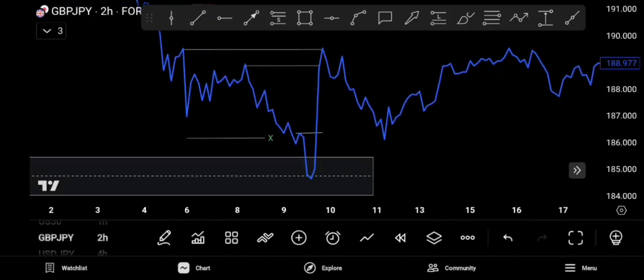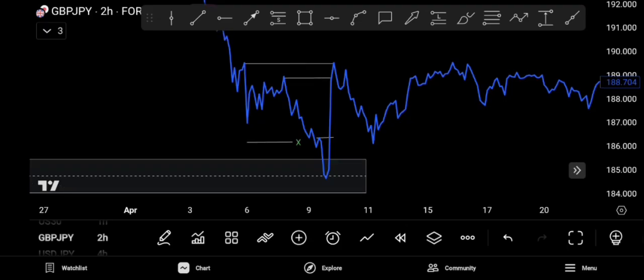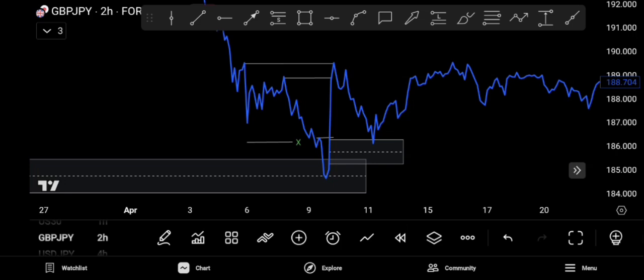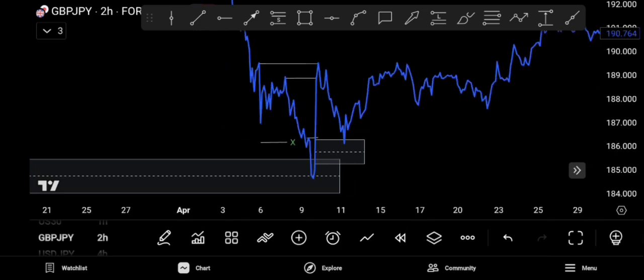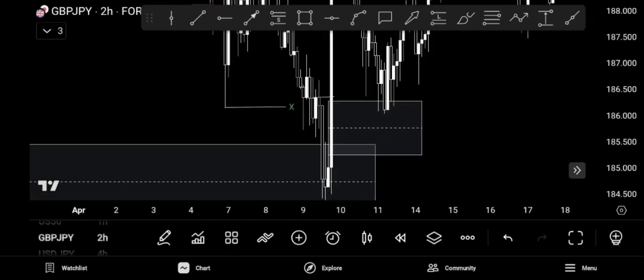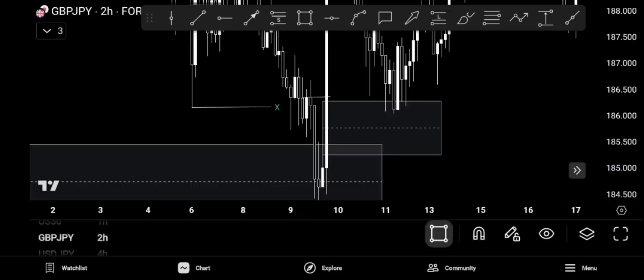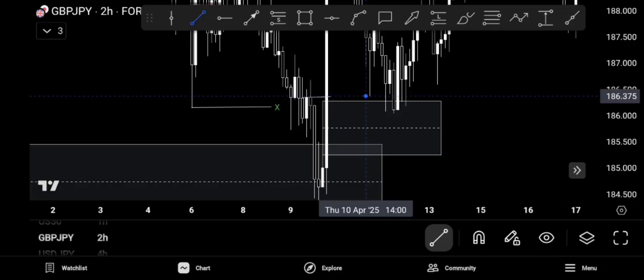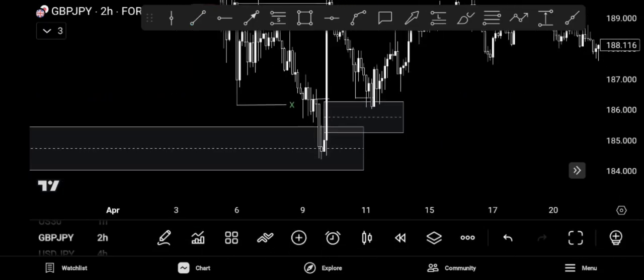So what did the price do here? Price came down to what? To a demand here. And then, let's go back to our candle chart, and then we do what? And then we bought from there. You can see here that liquidity was taken out, and then we bought.